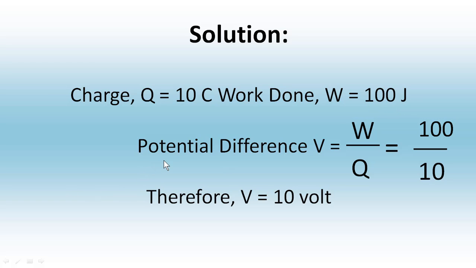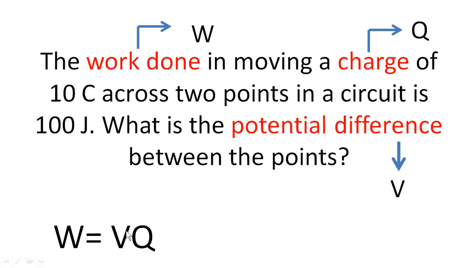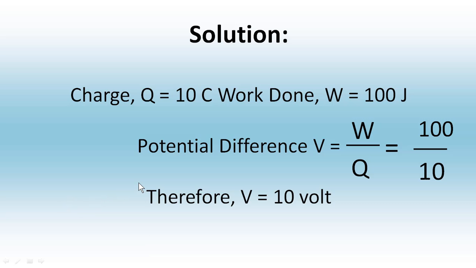We know the relation between Q and W. Potential difference V is equal to W by Q. Previously we know that W is equal to V into Q, and you have to interchange the relation as V is equal to W by Q. What is given for W? This is 100 and for Q it is 10. Then you have to cancel these two zeros accordingly. Then you will get V is equal to 10 volt. V is equal to 10 volt is the answer for this question.